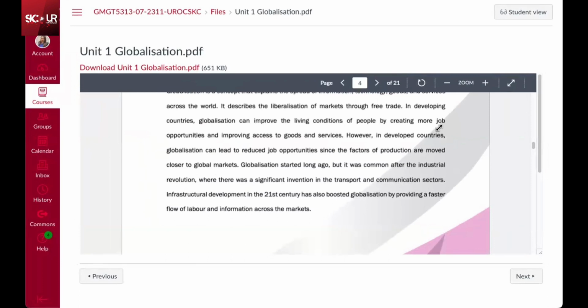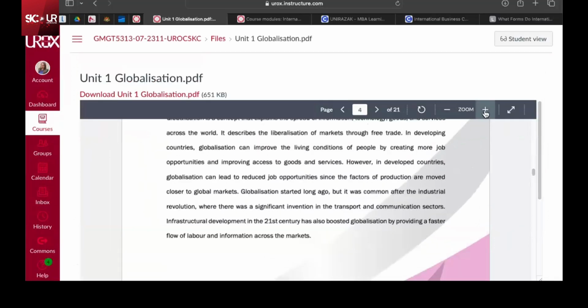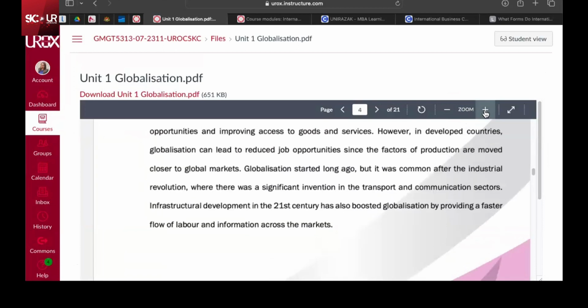My screen actually got covered by... I know which one. Okay.